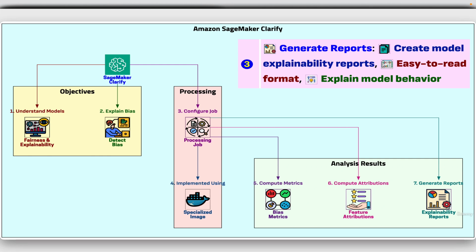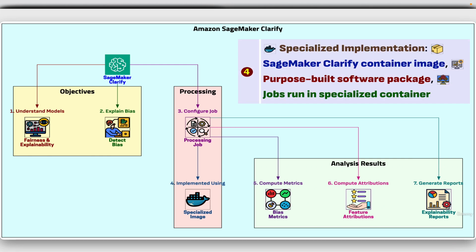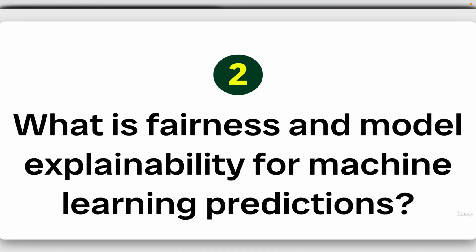You can generate reports for model explainability. The tool creates easy to read reports that help you explain how your model works. SageMaker Clarify processing jobs are implemented using a specialized SageMaker Clarify container image. This means the job runs inside a specific software package built just for this purpose. Next topic is what is fairness and model explainability for machine learning predictions.